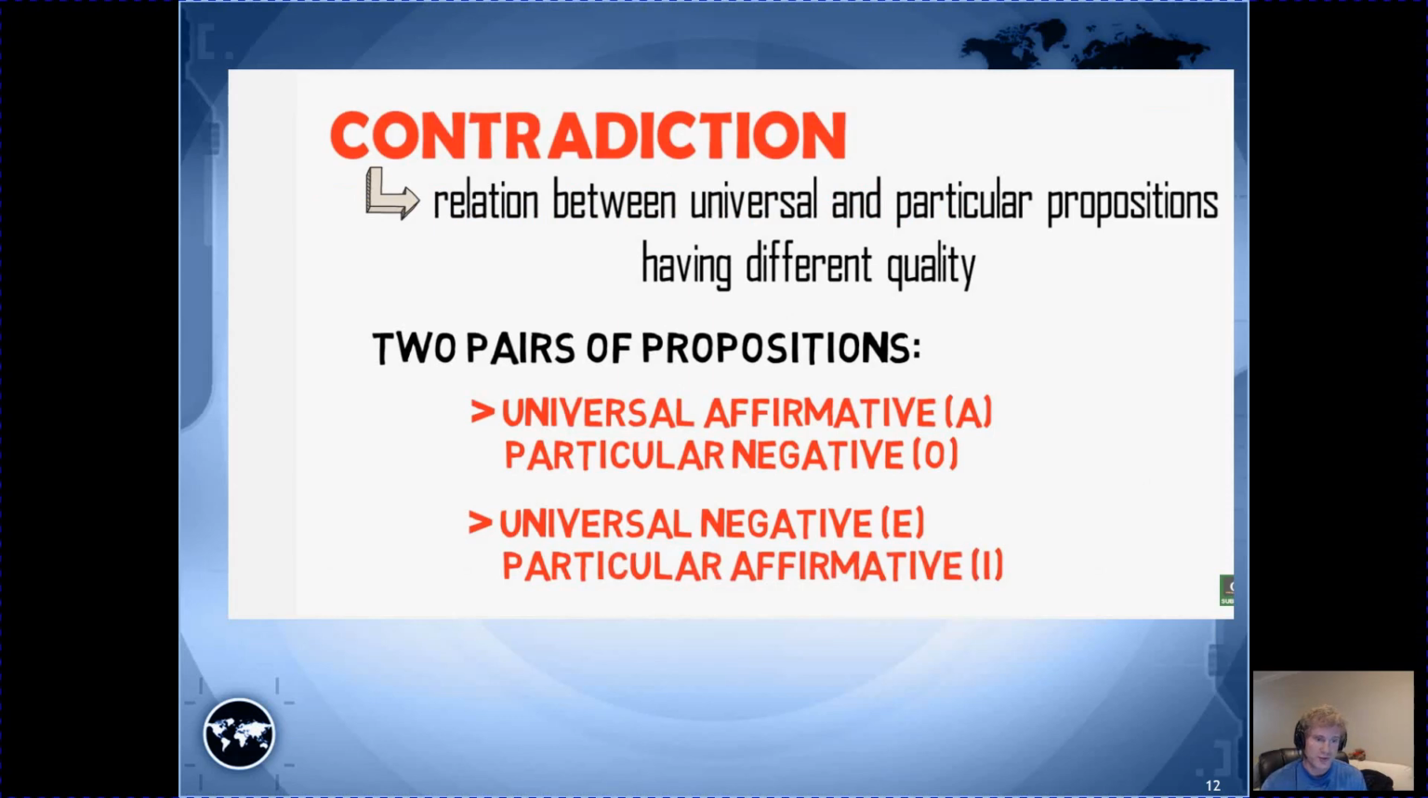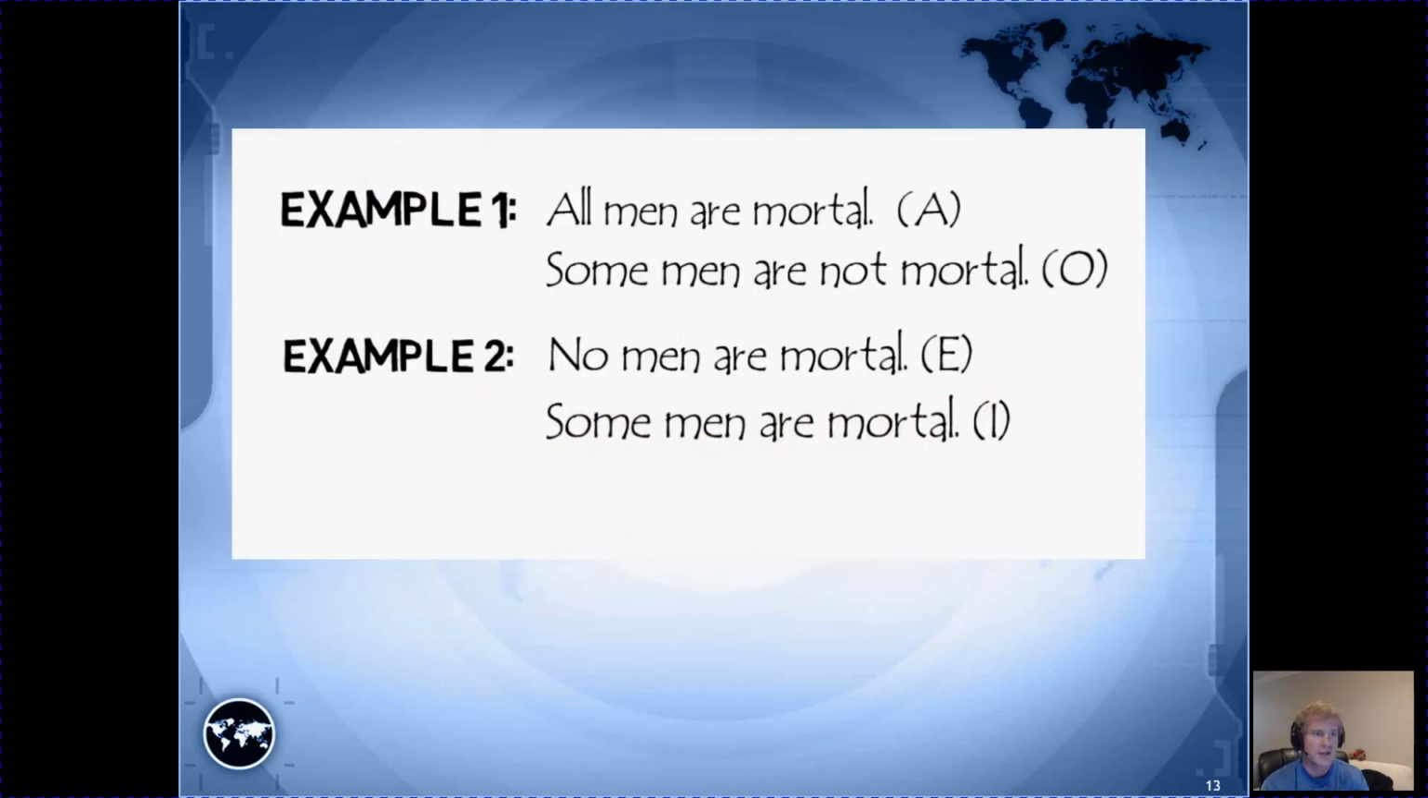We start with the universal, then we go to the particular, affirmative to negative, negative to affirmative. What does that mean? All men are mortal. Some men are not mortal. No men are mortal. Some men are mortal. You notice that there's a negative in these examples, but again, it's mixing the universal with the specific. All men are mortal. Wait a minute, some men are not mortal. No men are mortal. Some men are mortal.